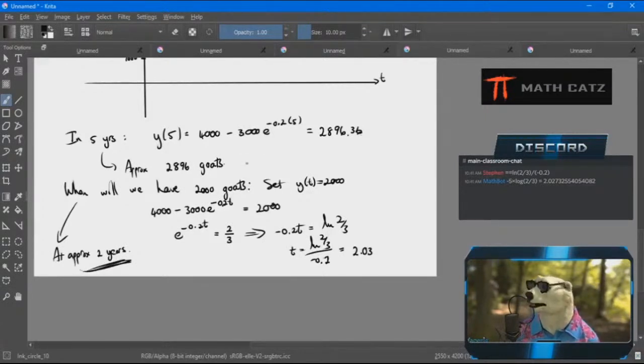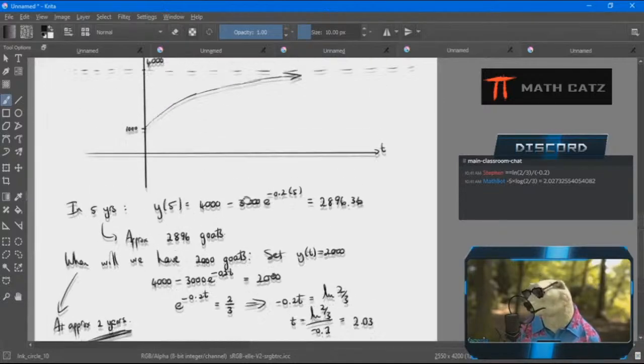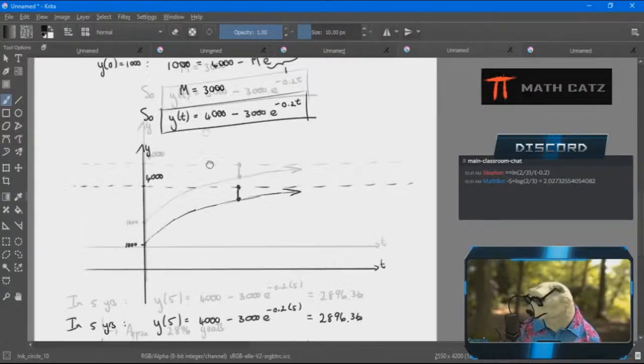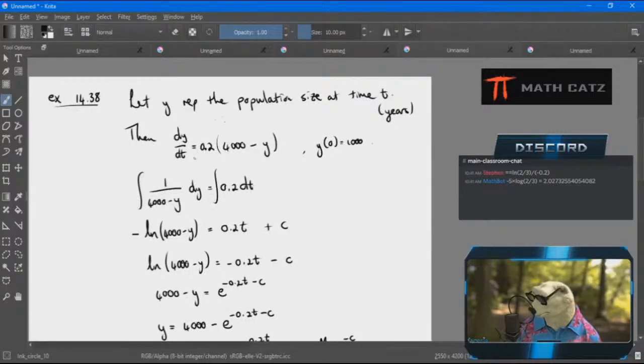And then it still grows, but slower and slower and slower, the closer it gets to that capacity. The smaller the difference between the capacity and how many goats there are, and the growth rate is proportional to that. So if the difference gets smaller, the growth rate gets smaller and they naturally slow down.